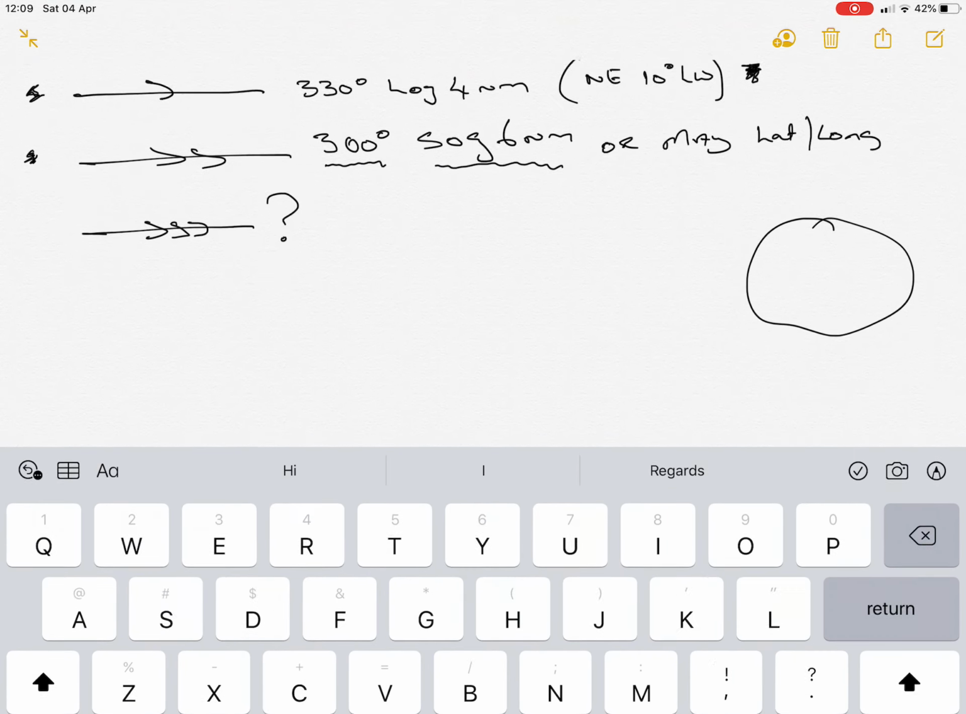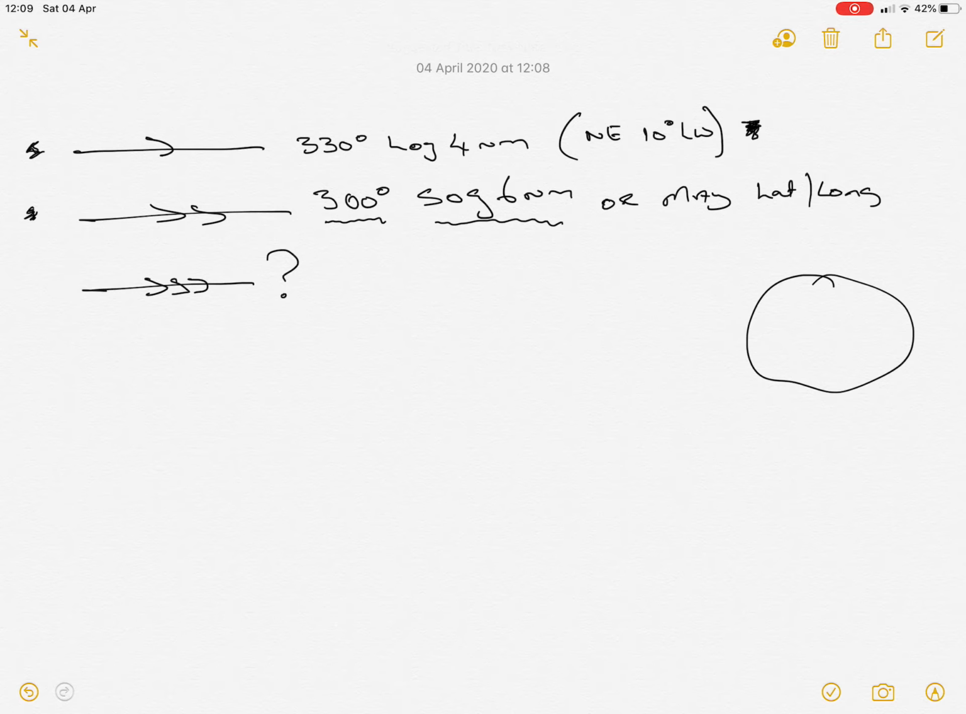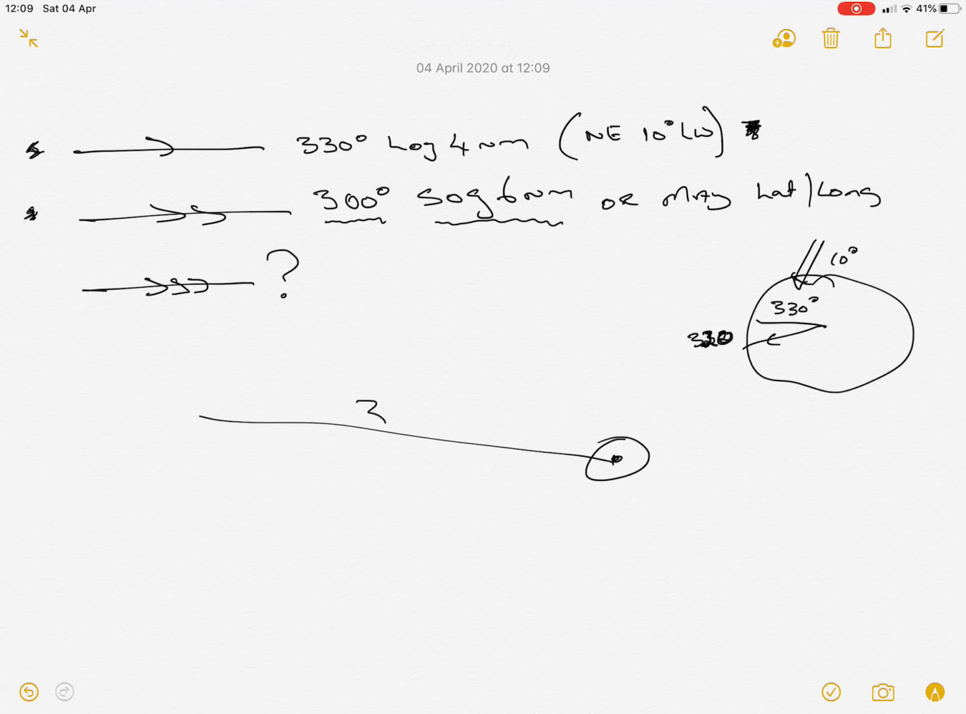So the water track we thought was 330 degrees, but the northeast wind created 10 degrees of leeway, which means it was actually 320 degrees. So the very first line we draw on the chart is our water track at 320 degrees. The log says we went 4 nautical miles, and that is a water track.